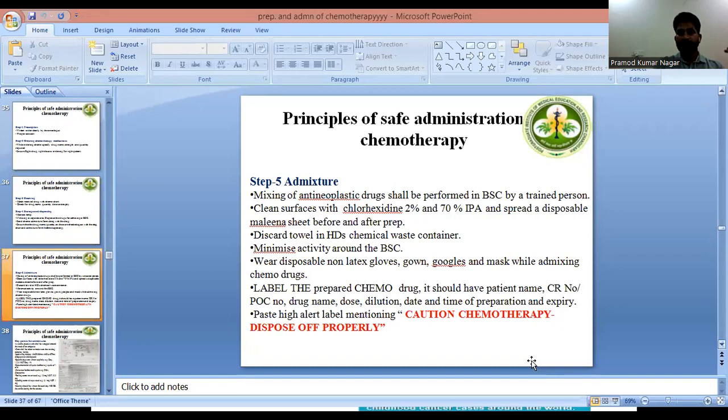Label the prepared chemotherapy drug. It should have the patient name, CR number, POC number, drug name, dose, dilution, date, and time. And paste a high alert label mentioning caution chemotherapy, disposed of properly. So it is the duty of the nurses.